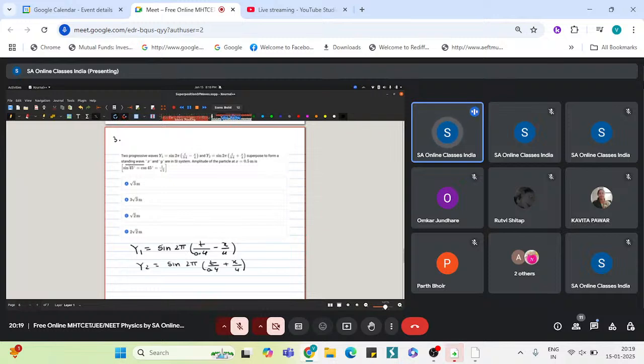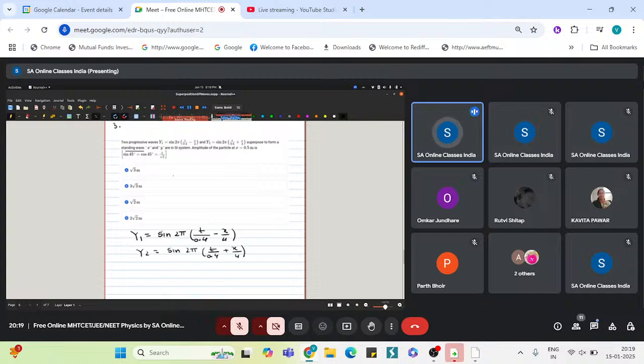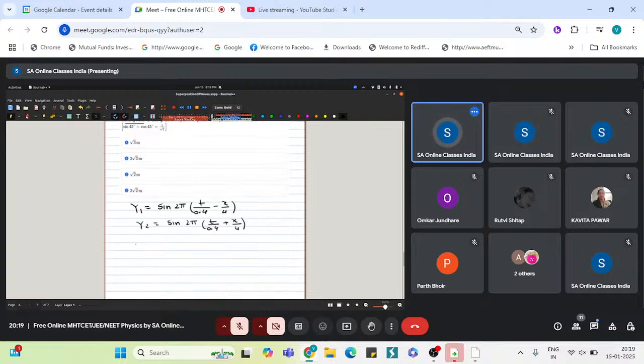I did not realize that this is a standing wave question and that we will not cover the standing wave now. But it doesn't matter, because this is essentially a superposition question. Standing wave comes from superposition of two waves. So in that sense it is still fine. So the question is, two progressive waves y1 and y2 are superposed to form a standing wave. x and y are in SI system, so they are in meters. Amplitude of the particle at x is equal to 0.5. So we have to find out the amplitude of resultant wave.